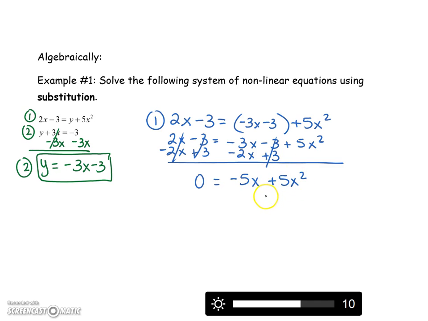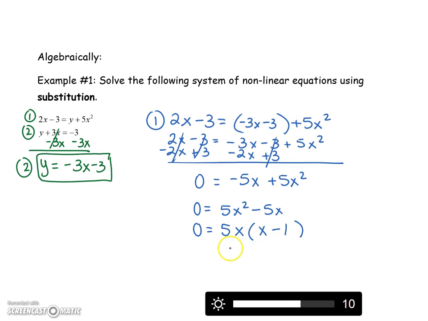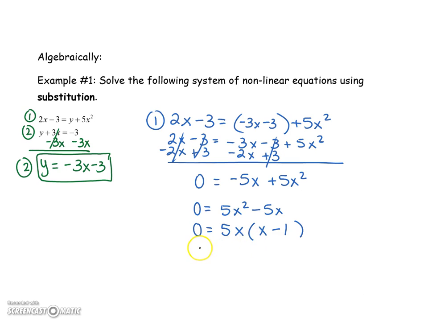Now, it is a quadratic. I'm going to factor what they have in common, and I see that they have a negative. I'm going to rewrite it so it's 5x squared minus 5x. I notice that they have a 5 in common and an x in common, so I'm going to factor that out, leaving me with x minus 1. And now I have two factors, and I can do the zero product property and set each one, 5x equal to 0 and x minus 1 equal to 0, and solve. So x equals 0, because 0 divided by 5 is 0. And here I would get x equals 1.